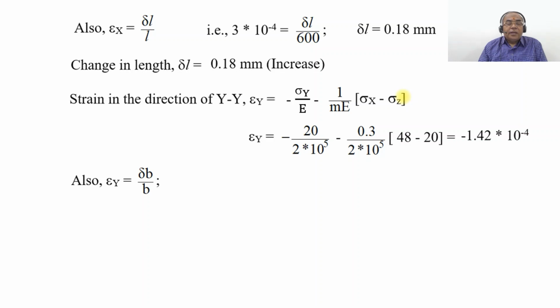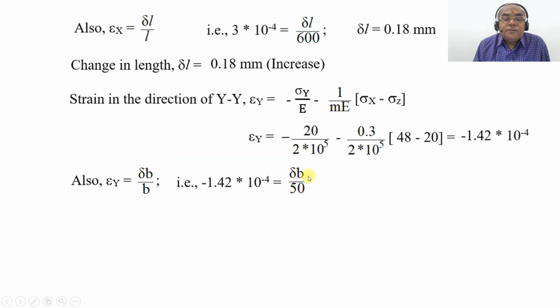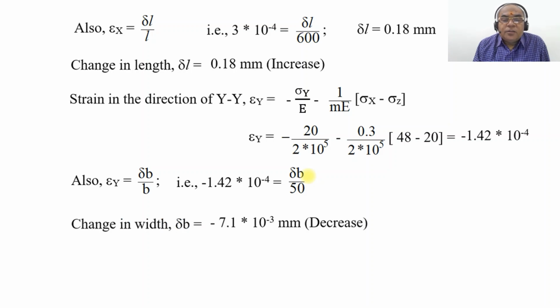Similarly, epsilon y is equal to delta b by b. You know the value of epsilon y, and we know the value of b, therefore the change in width, delta b, can be calculated. Substitute the value of epsilon y, which is minus 1.42 into 10 to the power of minus 4, equals delta b by b, which is 50. On calculation, the change in width will be minus 7.1 into 10 to the power of minus 3 mm. Since it is a negative sign, it is a decrease. In other words, the load applied is the compressive load, so naturally there will be a decrease in width.